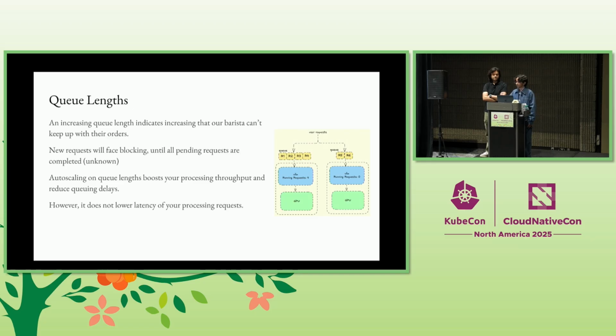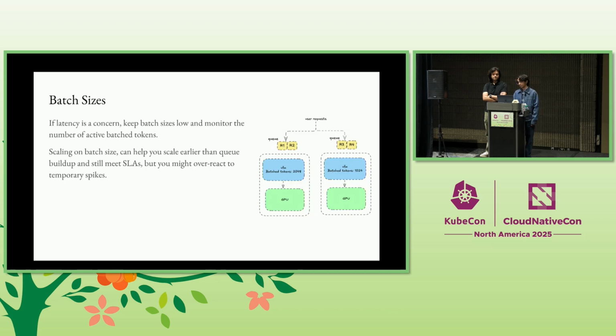If that is indeed a concern for you and you want to auto-scale on those violations, you might instead consider taking a look at your batch size. As we talked about in an earlier slide, the size of your batch is what is controlling how long it takes for you to output a token. And so what you can do instead is configure your serving engine to keep batch sizes low and monitor the number of batched tokens that you're running with. In this way, by scaling on your effective batch size, you can scale earlier than queue buildup and still continue to meet your SLAs. One thing to keep in mind with this is that you might overreact to temporary spikes, but maybe that's okay for you.